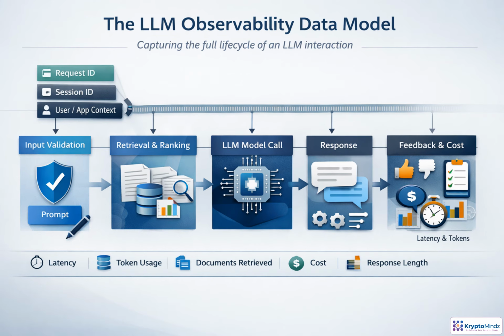To make an LLM system observable, each interaction needs a trace that follows it end to end. Start with identifiers: request ID, session ID, user or tenant, app version, prompt version, model version, and retrieval index version. Then record structured events as the request moves through validation, prompt construction, retrieval, re-ranking, the model call, tool use, post-processing, and feedback. Finally, attach measurements and judgments: latency, tokens, cost, retrieved documents, response length, user rating, safety classification, and evaluator scores. This gives teams evidence instead of guesses and helps diagnose issues, compare versions, and control spend.